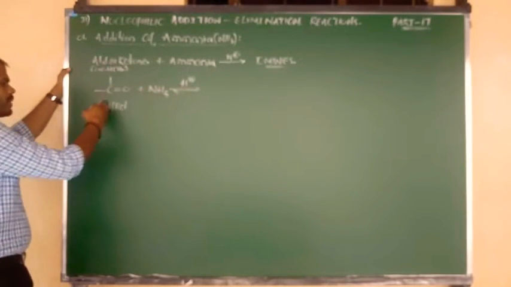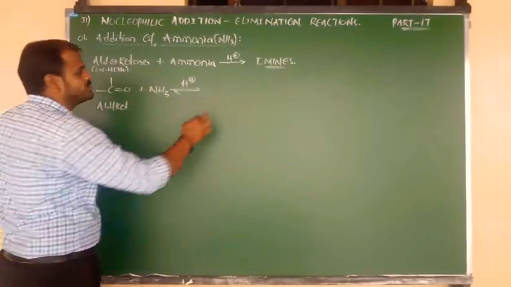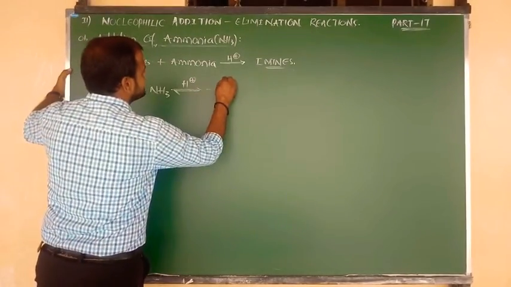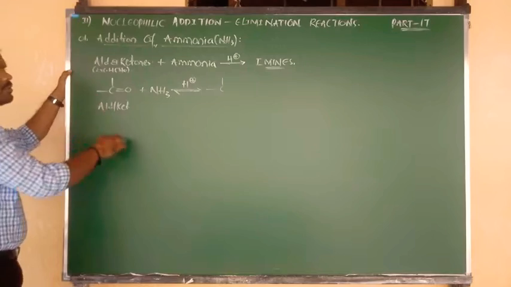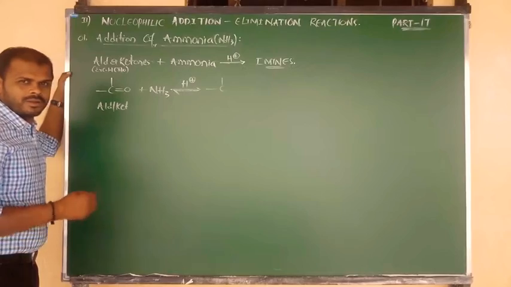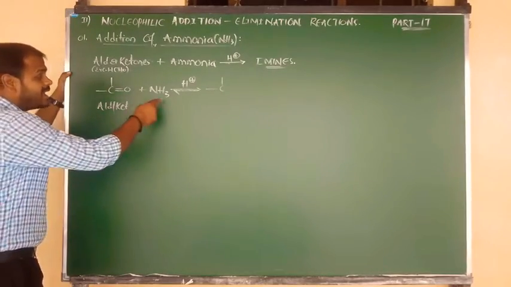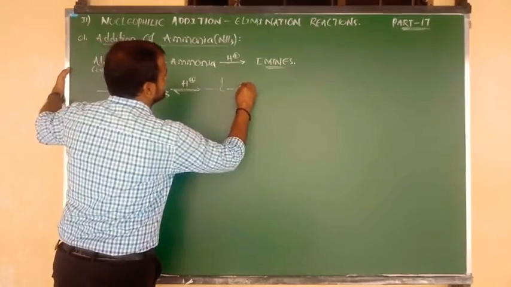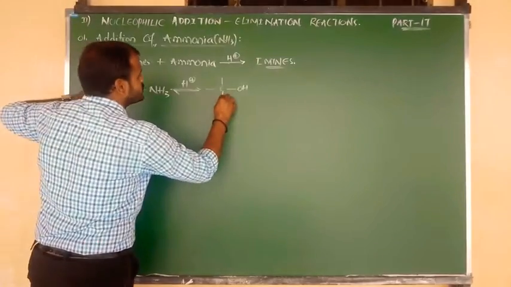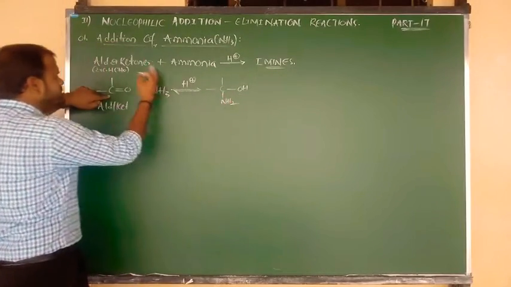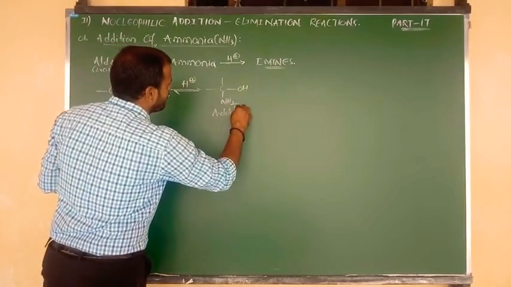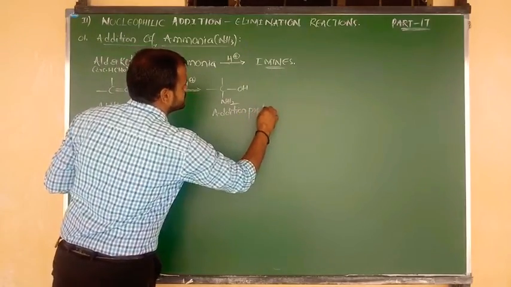So ammonia, upon addition to aldehydes and ketones, first of all forms an addition product. What is the addition product? I am going to write the carbon with its 2 bonds as it is. In the ammonia molecule, H plus will be there, NH2 minus will be there. H plus adds to O minus, so simply we get OH, and NH2 minus adds to the central carbonyl carbon. So addition of ammonia takes place in acid medium, and this intermediate product is known as the addition product.